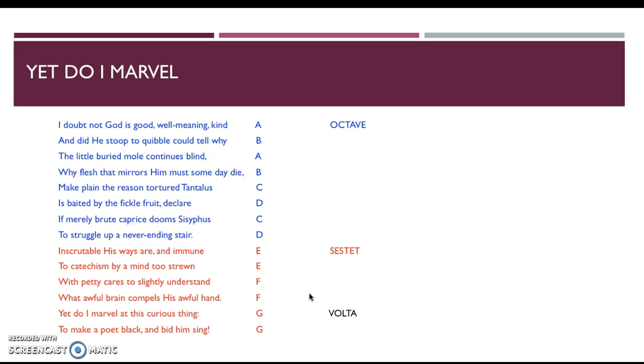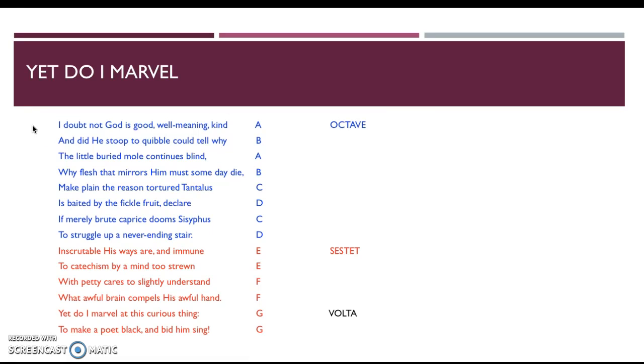Normally, in this kind of sonnet, an Italian sonnet made up of an 8-line octave and then a sestet, the turn would be right here. But here we see the word yet in this last octave. So let's look at what Cullen might be saying here. Notice how he starts off the sonnet by saying, I doubt not. And he talks about what he doesn't doubt, right?